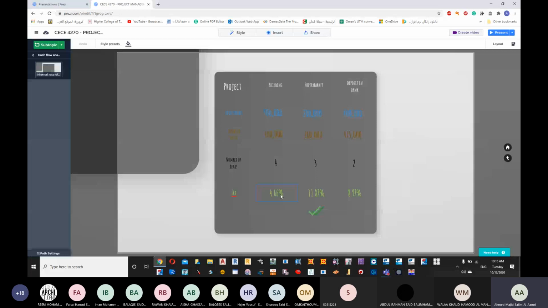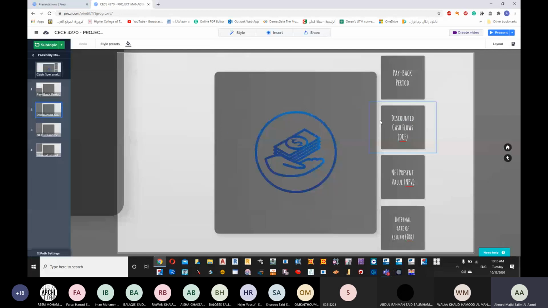Are we okay till now? Very good. I just repeated it because some of the students were confusing discounted cash flow and internal rate of return.